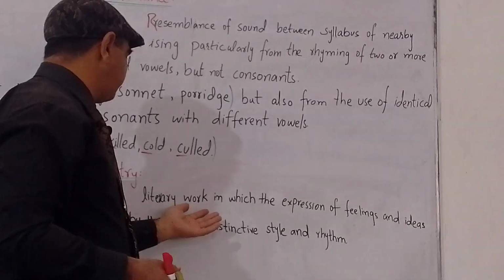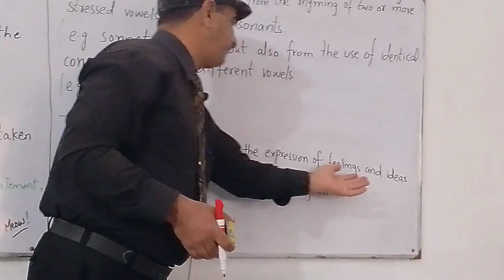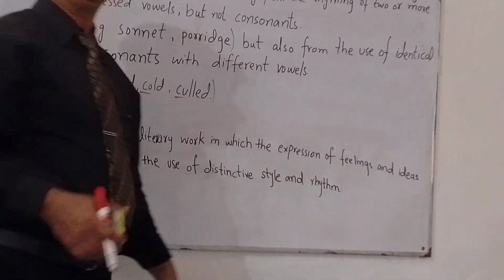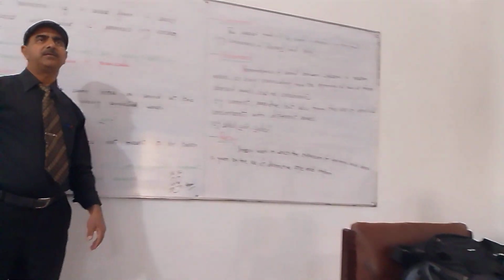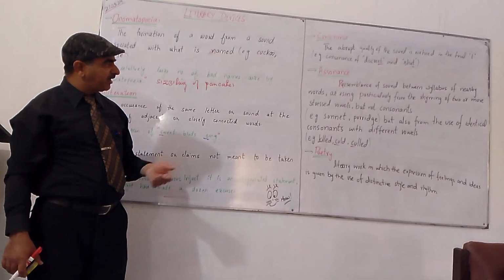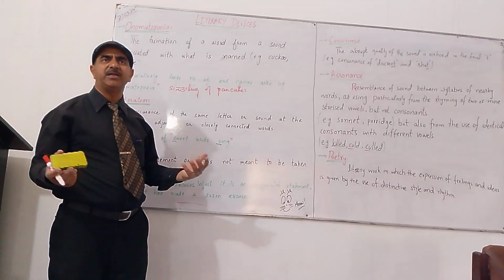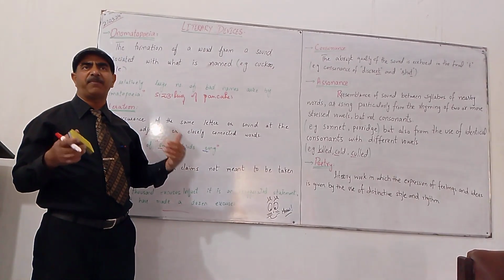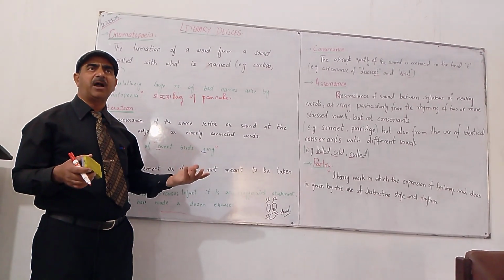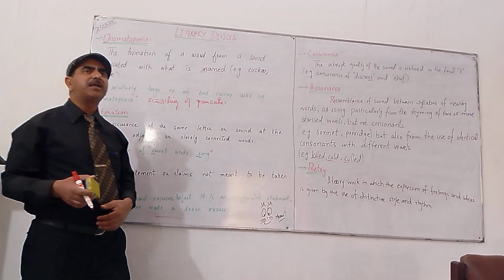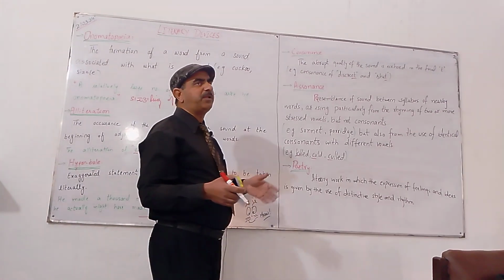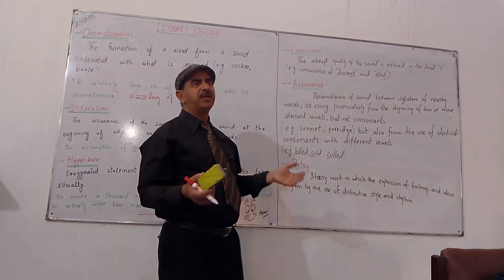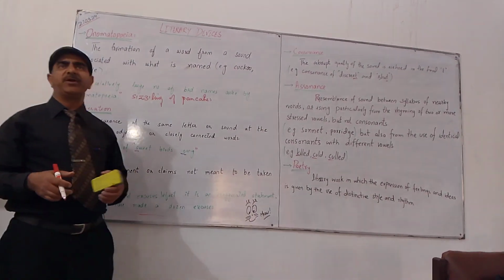Poetry. Literary work in which the expression of feelings and ideas is given by the use of distinctive style and rhythm. Clear? The literary work in which expression of feelings and ideas, they are given with proper rhythm, with proper style, that is called poetry. Or we can also say overflow of powerful ideas, overflow of powerful feelings is called poetry. Different people have defined poetry differently.